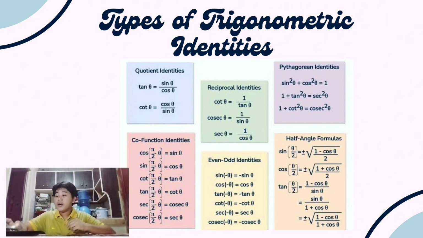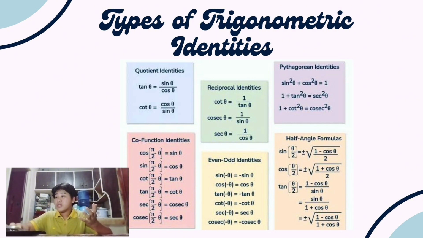So here in Pythagorean identity, it is derived from the Pythagorean theorem. They express relationships between sine, cosine, and other functions. So we have here sine squared theta plus cosine squared theta is equal to 1. 1 plus tan squared theta is equal to secant squared theta. Then 1 plus cotangent squared theta is equal to cosecant squared theta. So those are the examples for the Pythagorean identities.